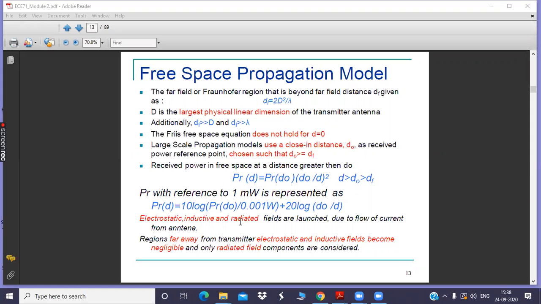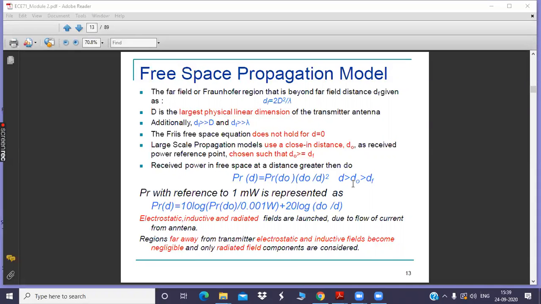So this is the equation for the received power at a distance D in terms of the received power at a distance D0. So what is D0? D0 is a close-in distance which is sufficiently greater than DF but less than D. In fact, D is much greater than D0. D is our point, that is, we have installed a receiver at a particular point. That point is your D. The distance between the actual receiver and the transmitter is D.